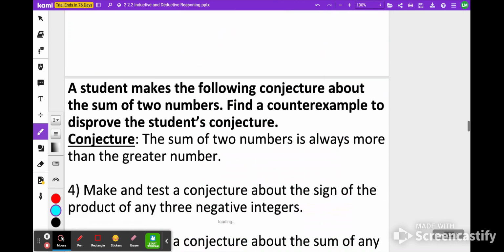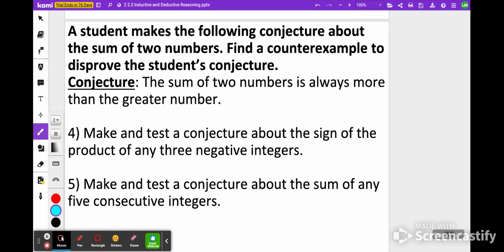Okay? So let's continue going on and talk about how we can make a conjecture based on the following statements. It says a student makes the following conjecture about the sum of two numbers. Find a counterexample to disprove the student's conjecture. So we're going to try to disprove what they're saying. The sum of two numbers is always more than the greater number. Well, that's true when we have two positives. 2 plus 5 is equal to 7, okay? But what happens if we add two negatives, like -2 plus -3 is equal to -5?